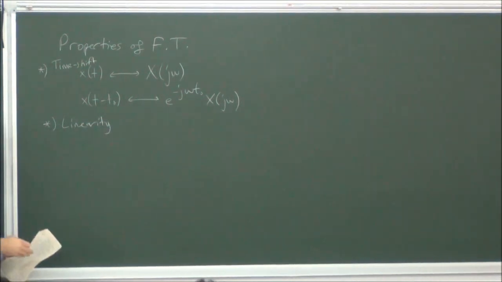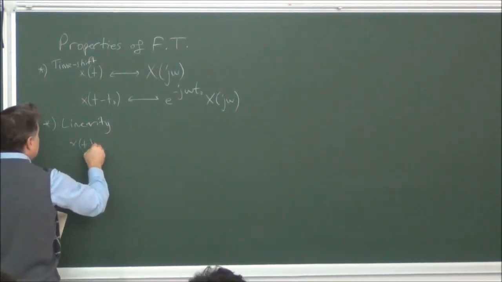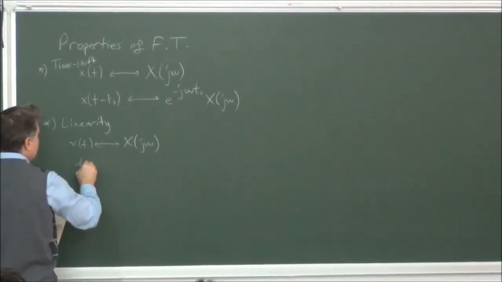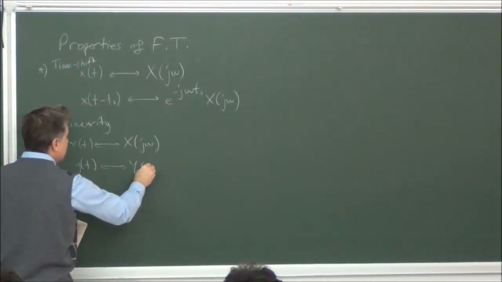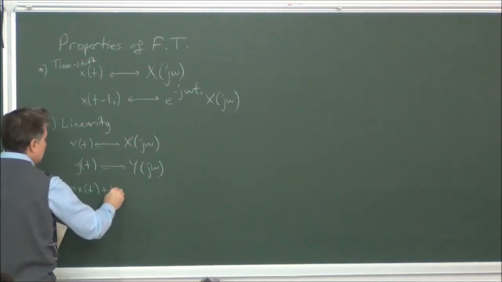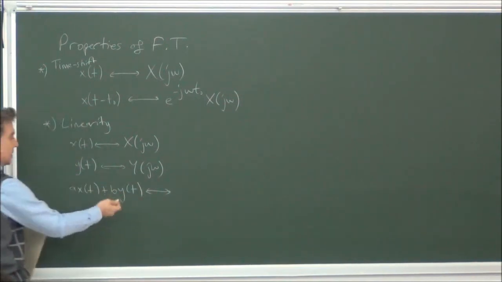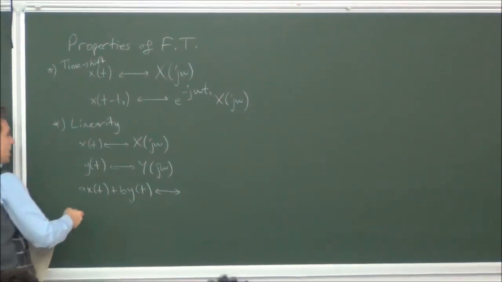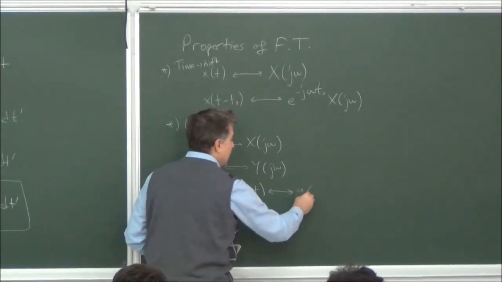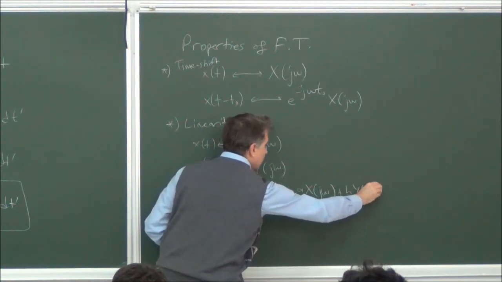Linearity is an obvious property of Fourier transform. That is, if x of t has a Fourier transform x of j omega and y of t, another signal, has Fourier transform y of j omega, then a times x of t plus b times y of t, the linear combination of these two signals, has a Fourier transform a x of j omega plus b y of j omega.